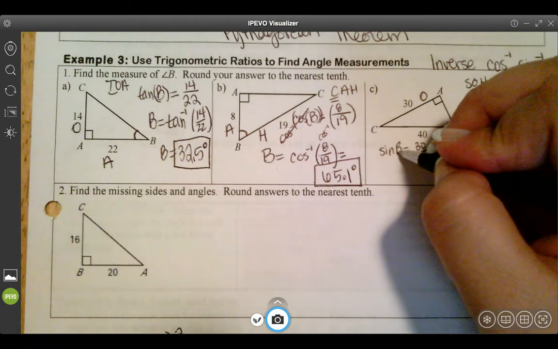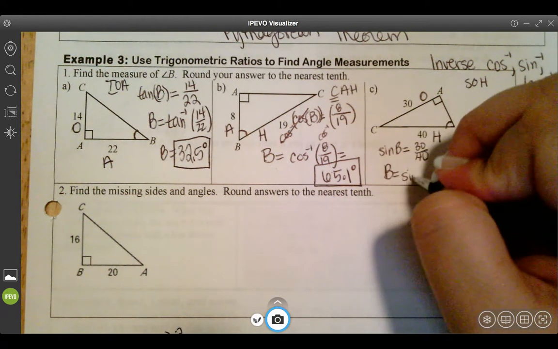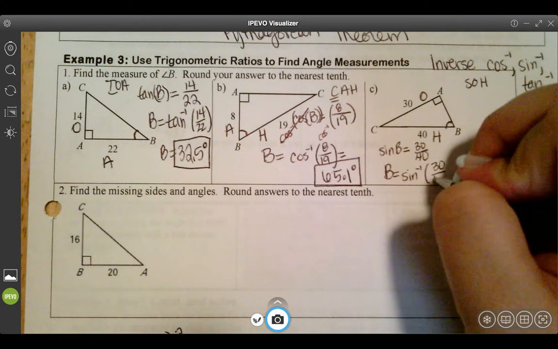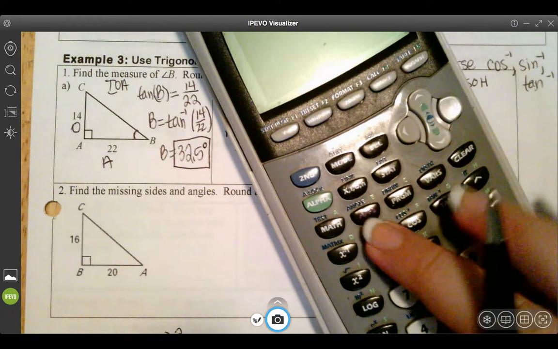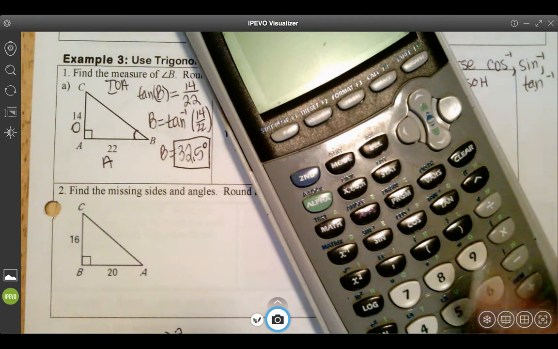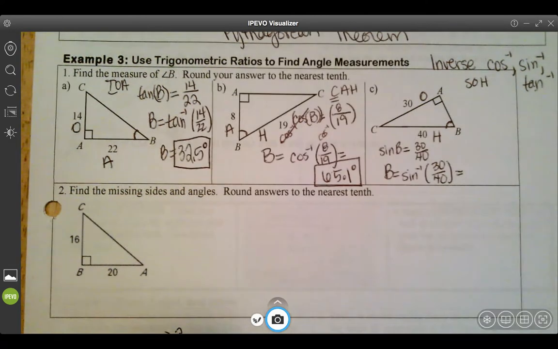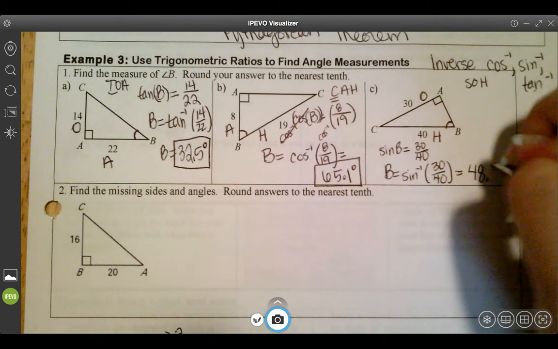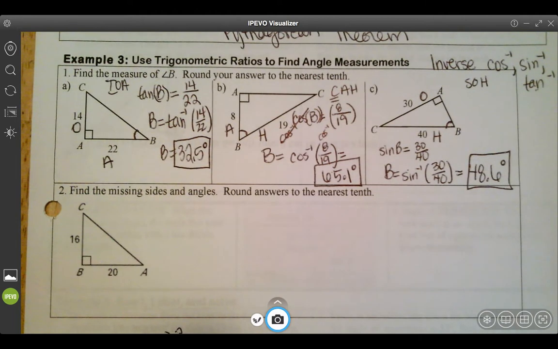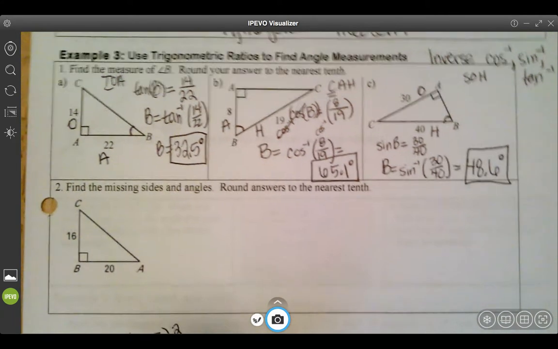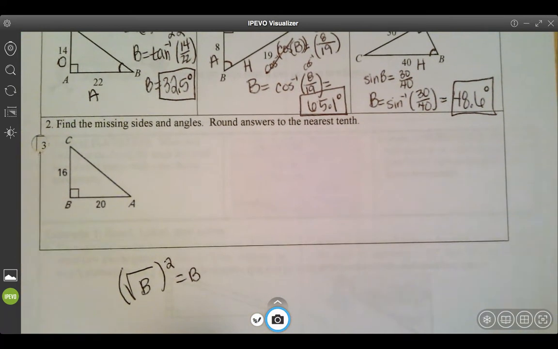So if we want to get B out of sine, we need to use sine inverse. That gives us B equals sine inverse of 30 over 40. Into the calculator it goes. Sine inverse of 30 over 40 is 48.6. Again, that is an angle measurement, so we need the degree sign. Okay, I'm going to let you go ahead and try number 2 here, this next example, and then we'll go through it together.